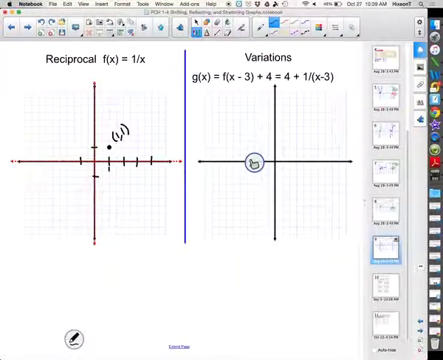Once we identify that point, then it's just a matter of following the behavior as it approaches the asymptote. As we approach this vertical asymptote, it's going to approach it but never cross. And then it's going to do the same thing here for the horizontal asymptote.